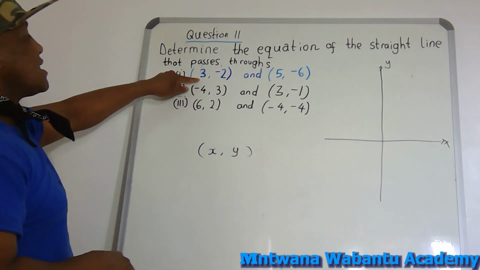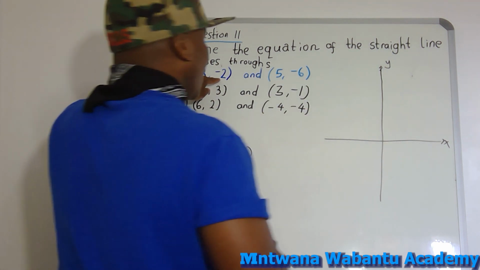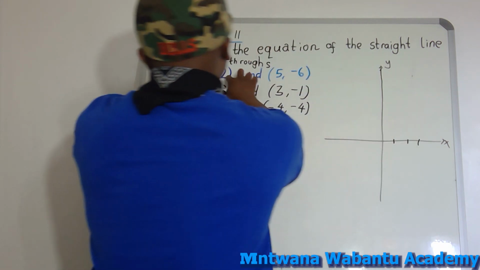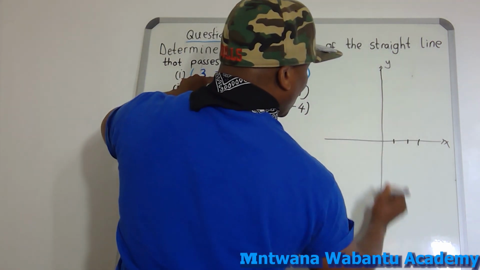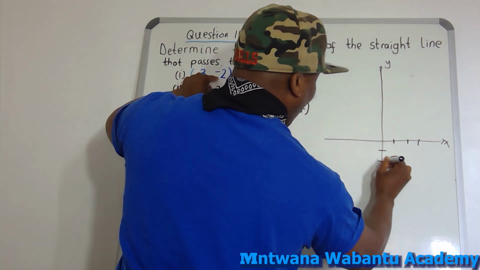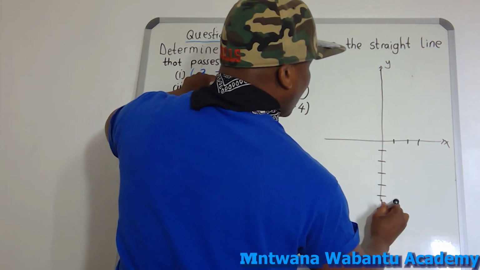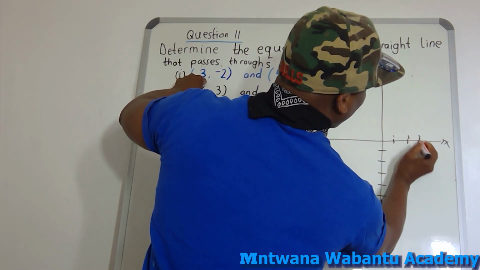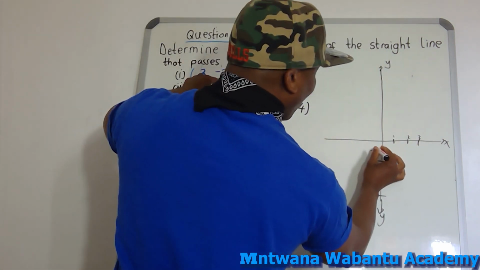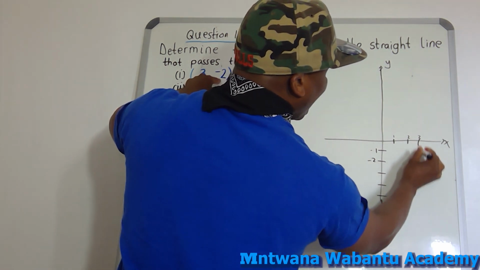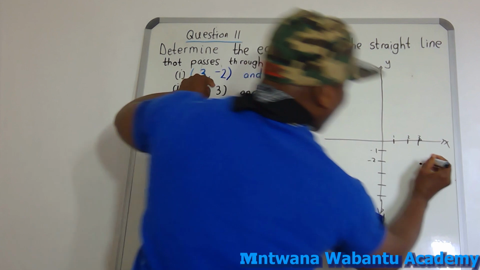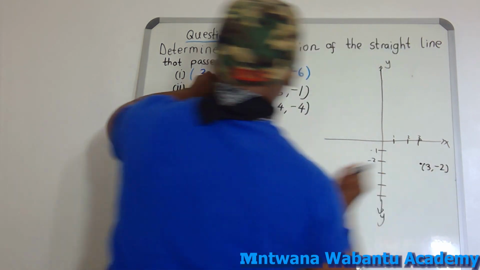Why 3 and -2? X is 3 means, let's say this is 1, 2, 3, somewhere here. But Y is -2. When you go down it means negative: -1, -2. So where do they meet up? X is 3, Y is -2. They meet up somewhere here. So this is our coordinate, (3, -2).